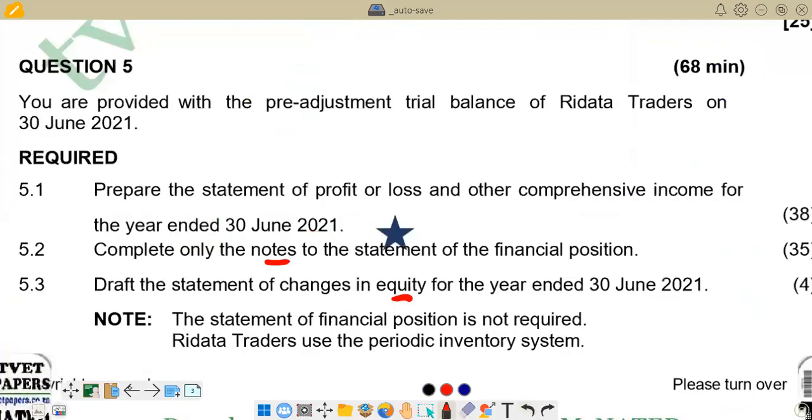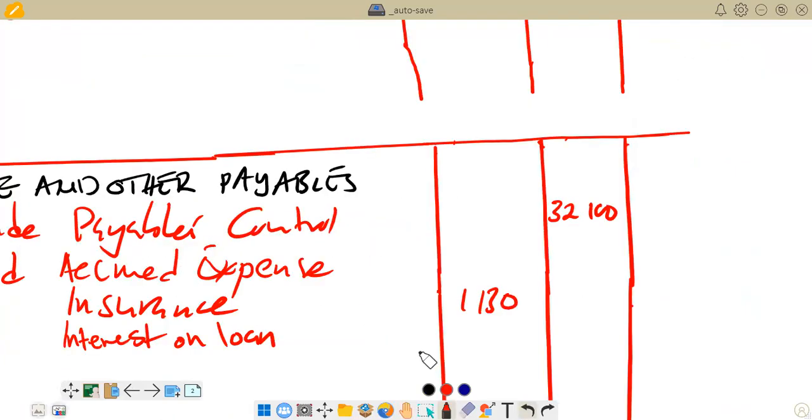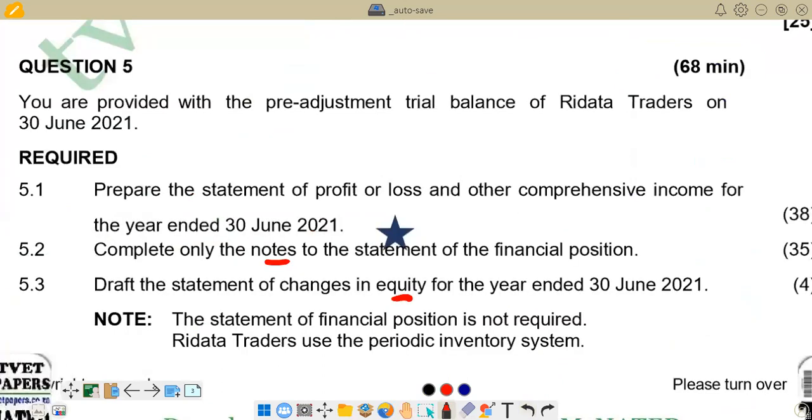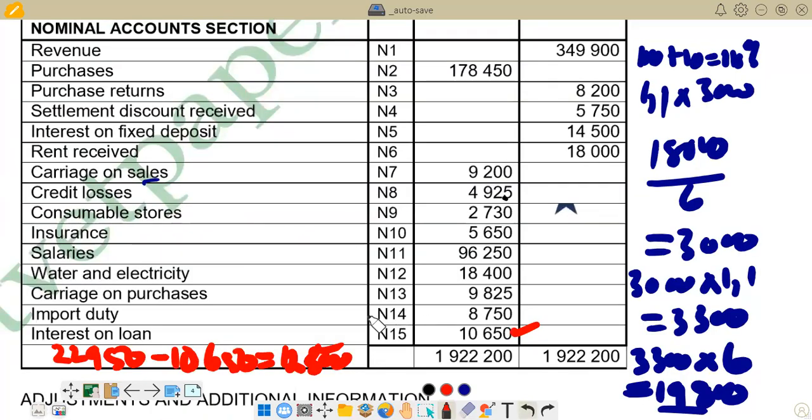So if you come back here on the other section, interest on loan, basically we can just summarize the working that we have there, which is 22,950. Then we subtract the figure that we are given in the list of balances. Let's recheck that figure. We have in the list of balances 10,650.